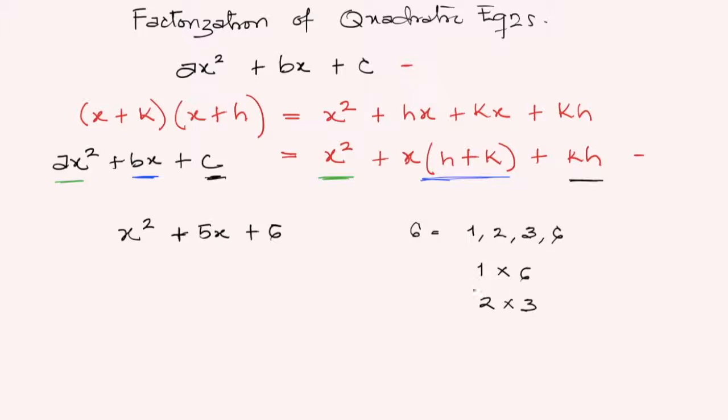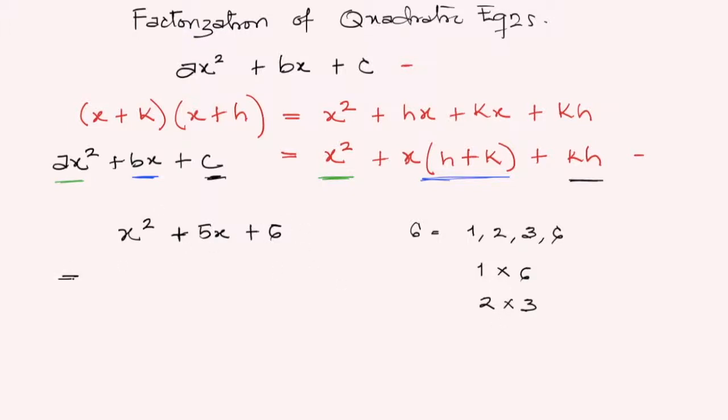Now, which of these two can we combine by adding them up or subtracting them to give us 5? We can say 6 minus 1 gives us 5, or 2 plus 3 gives us 5. You can use either, but let's use 2 and 3. So let's rewrite that into this equation.